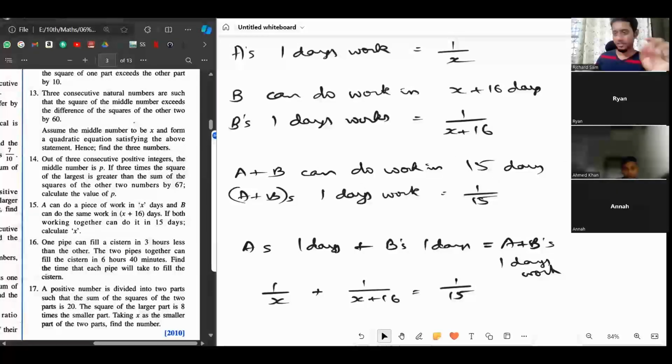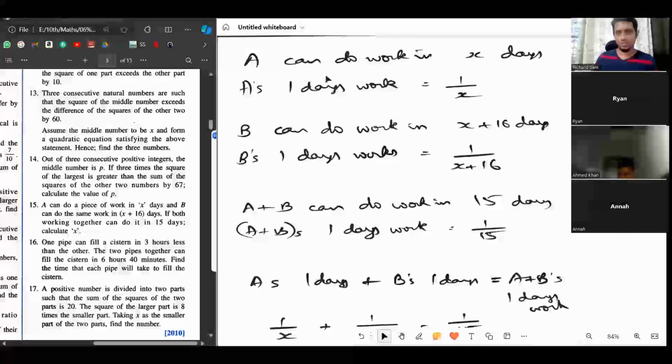Okay, I'll just say this once again. From this question, A can do the piece of work in X days. So A's 1 day's work is 1 upon X. In the same way, B can do the work in X plus 16 days, so B's 1 day's work is 1 upon X plus 16. And A and B together can do the work in 15 days, so A and B's 1 day's work is 1 upon 15.